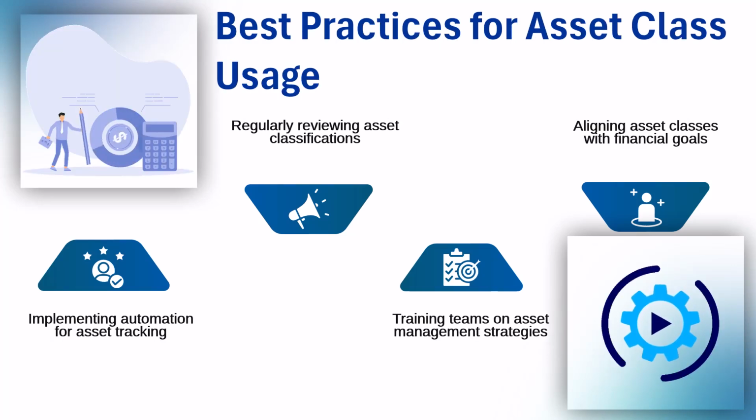Want to ace asset management? Follow these best practices. First, review classifications. Because yesterday's smart categories might need tweaks today. Aligning asset classes with financial goals ensures long-term efficiency. Automation saves time and reduces errors, because manual tracking is so last century. And training teams. Knowledgeable employees make fewer mistakes, which means fewer emergency meetings.